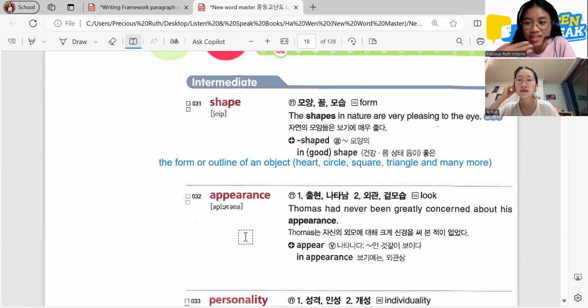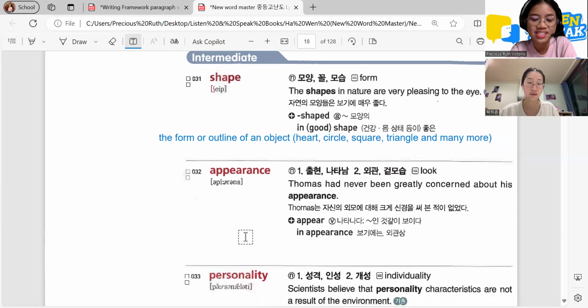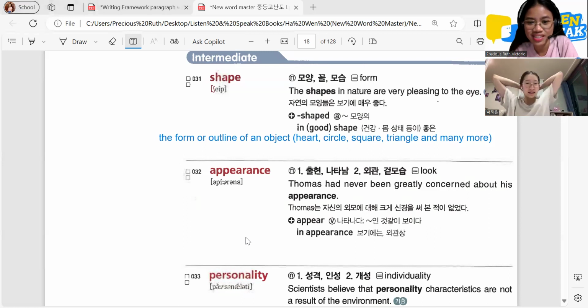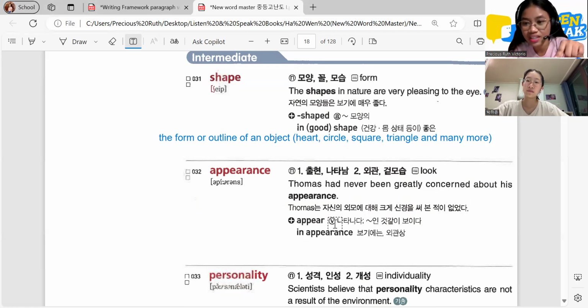Appearance. This one is appearance. Can you read it? Thomas had never been greatly concerned about his appearance. What is appearance? Wait, we have appearance and appear, right?